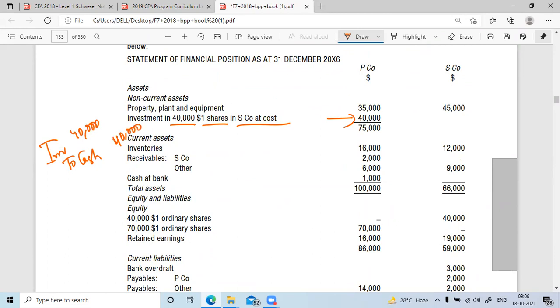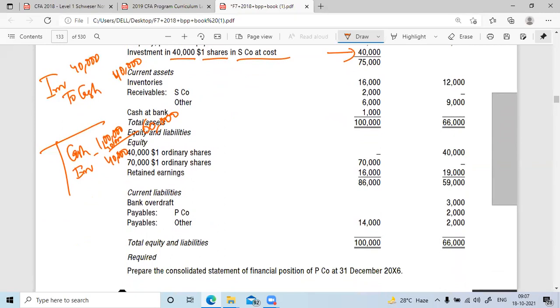Yes, the journal entry is investment to cash. And when they prepare the balance sheet, they have a cash account. Suppose 1 lakh, and they did an investment of 40,000, and the cash has reduced from 1 lakh to 60,000, correct? Still, how much of assets do they have? 1 lakh only. 60,000. No, 40,000 investment also they did.